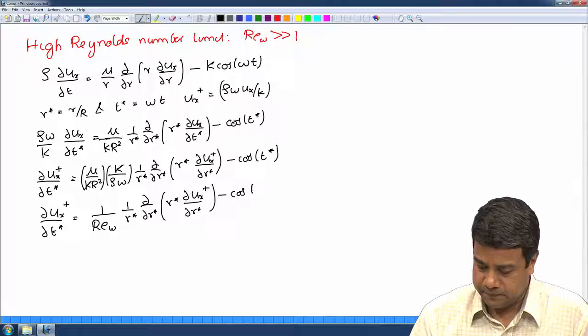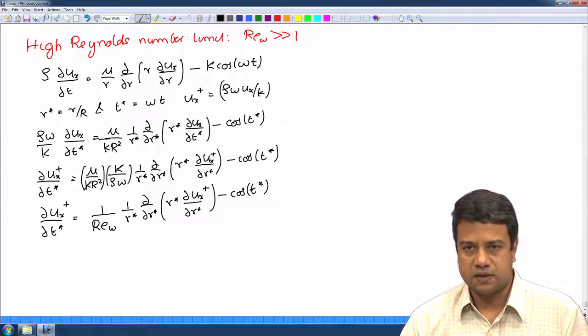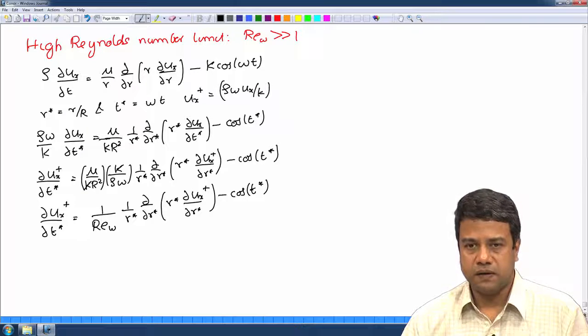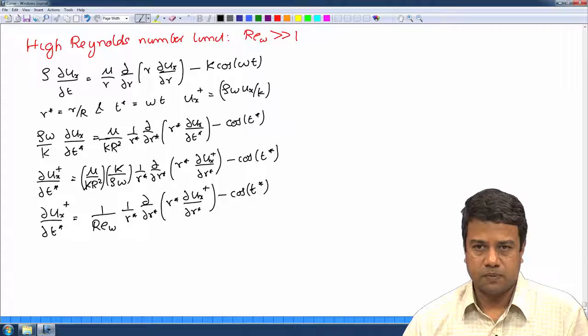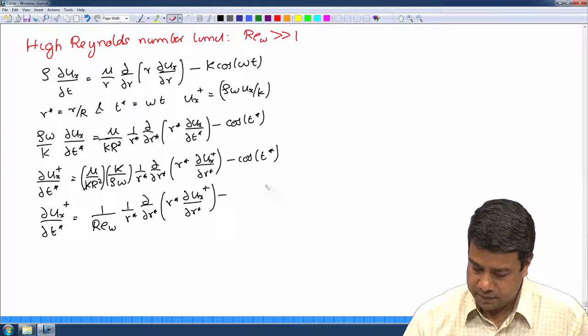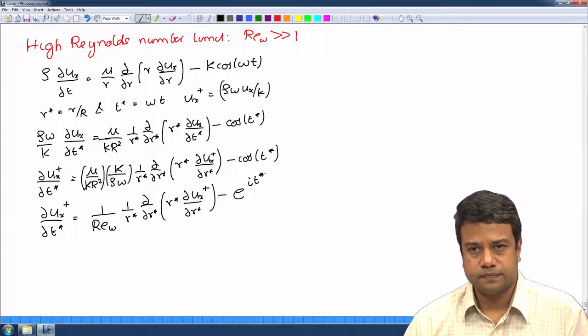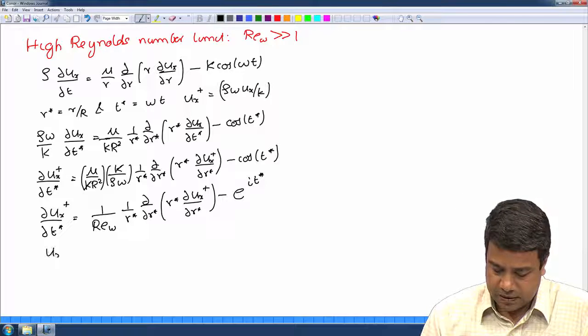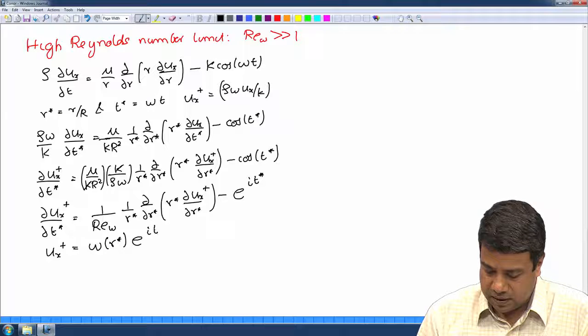Minus cos t star. As before, instead of using cos as the inhomogeneous term, I would prefer to use e power i t. If I use e power i t, the only difference is that I will get a complex solution for the velocity. When I take the real part of that, I will get the actual physical velocity profile. So, rather than using cos, I will use e power i t star. And then I express ux plus is equal to some w of r star, some other function, e power i t star.